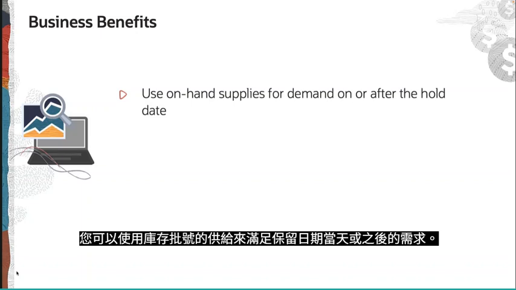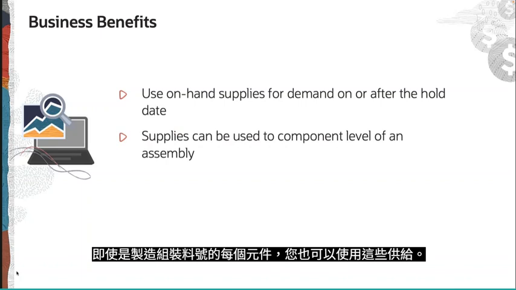This feature provides the following business benefits. You can use supplies from your on-hand lot to meet demand on or after the hold date, and you can use these supplies even for each component of an assembly that you manufacture.